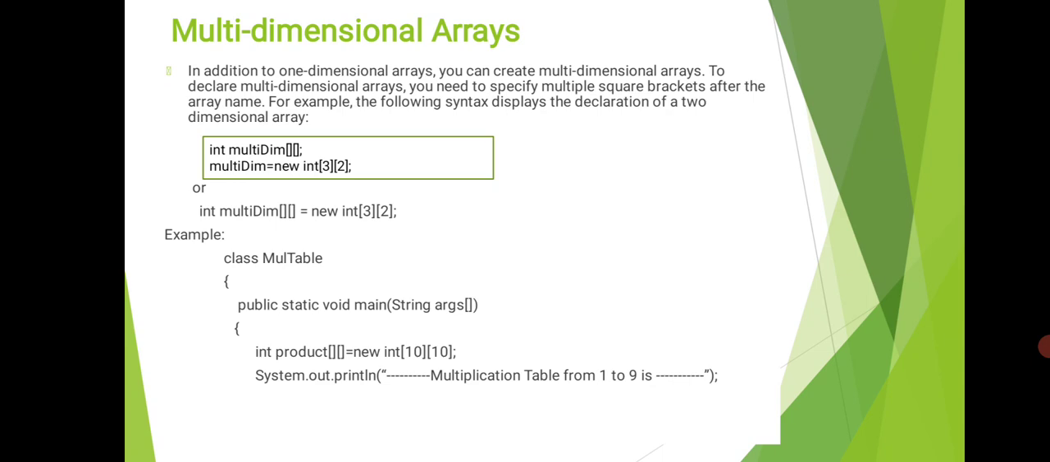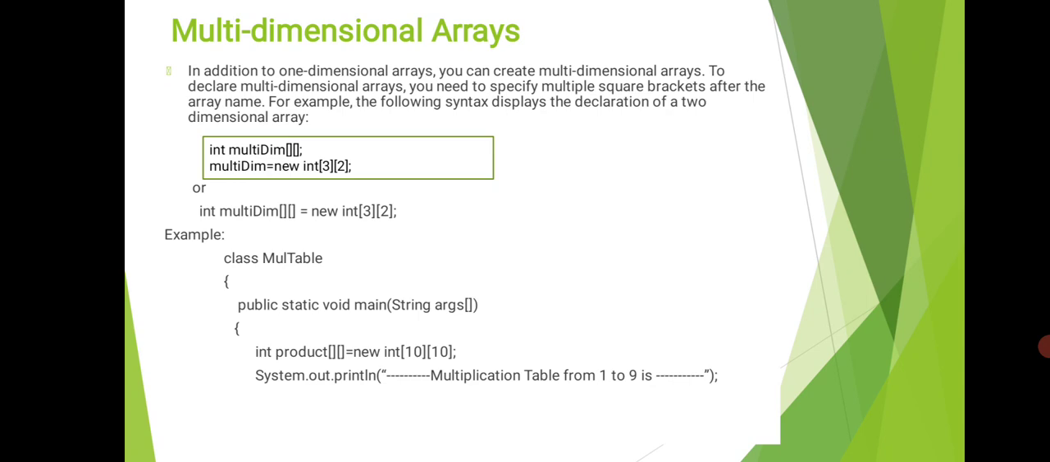Let us take one example for a multi-dimensional array, class MultTable, which will display the multiplication table from 1 to 9. Here, in public static void main, I declare one array, product array, which is int type with 10 rows and 10 columns. It is in a matrix form, right? So here we see 10 rows and 10 columns, in which we store the multiplication table of 1 to 9.